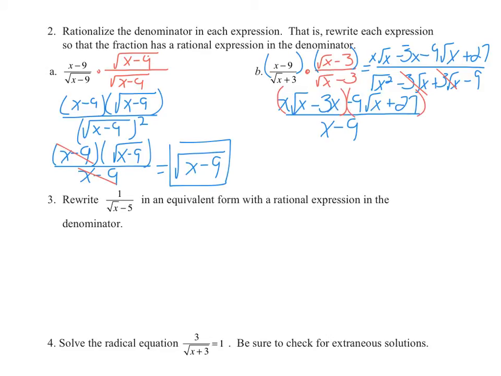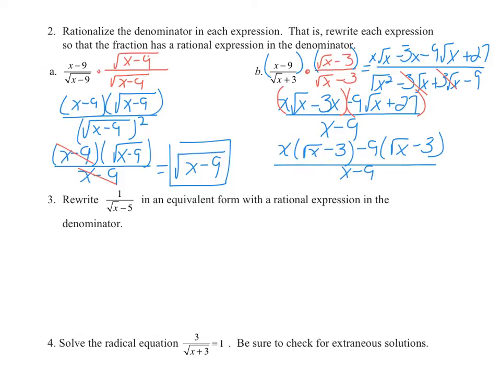So I can GCF out an x from the first pair and get radical x minus 3. I can GCF out a negative 9 from the second pair and get a radical x minus 3. Hey, grouping's working. And all over x minus 9.